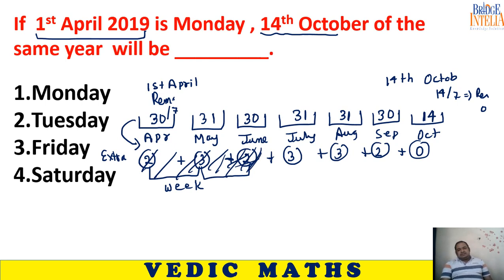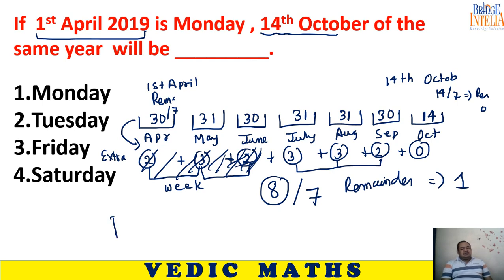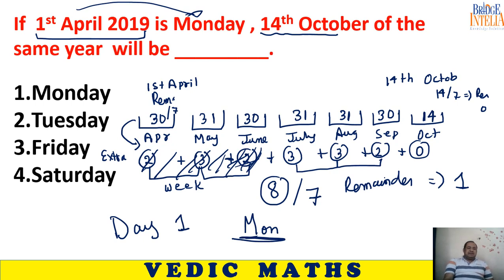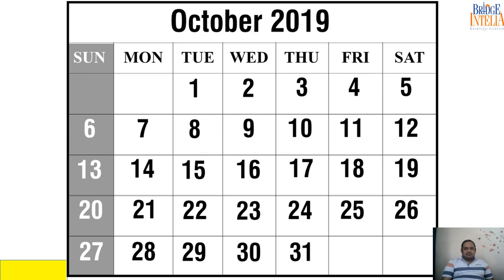Now let's count again. 3 plus 3 is 6. 6 plus 2 is 8. So from this 8 you divide again by 7 and find the remainder, because 8 is more than 7. So remainder is 1. So answer is 1 extra day. So the first day of the week is given as Monday. So 1 extra day. So first day itself is Monday. So 14th October must be Monday. Let's look in the calendar. 14th October 2019. 14th October 2019 is Monday.